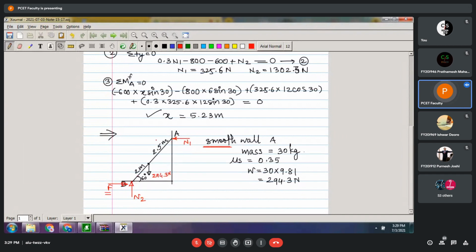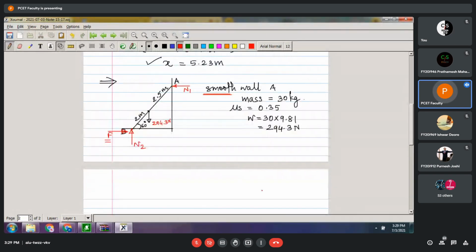If for this given position the required frictional force is less than the limiting frictional force, then definitely the ladder will stand. But if the required frictional force for this position is more than my limiting frictional force, obviously the ladder will slip down. Right? Yes, ma'am. So we need to check for this position what frictional force I require to keep the ladder in equilibrium, and I need to find out what my limiting frictional force is. Right? Yes, ma'am. Okay, solve.